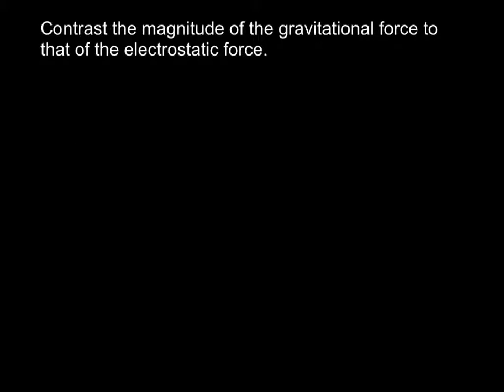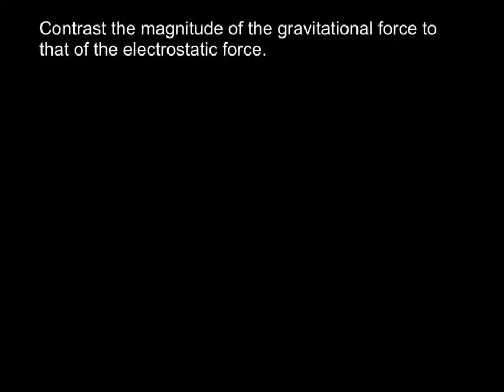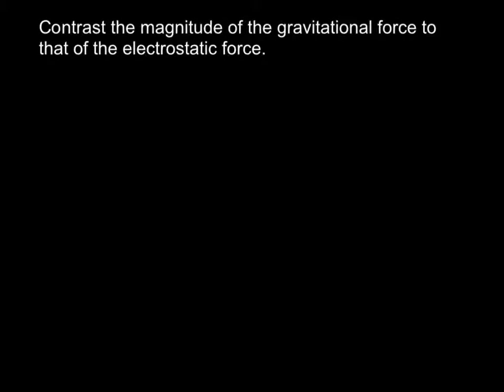So before we quit with this lesson, let's take two more examples. Let's contrast the magnitude of the gravitational force to that of the electrostatic force. And we'll start with the electrostatic force. Let's go to the pencil. There we go. So F equals K Q1 Q2 over R squared. And we're going to plug in the values.